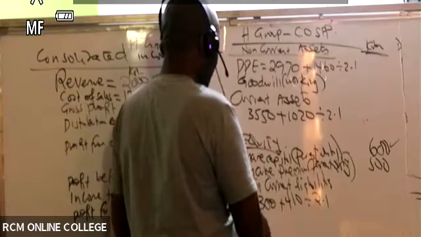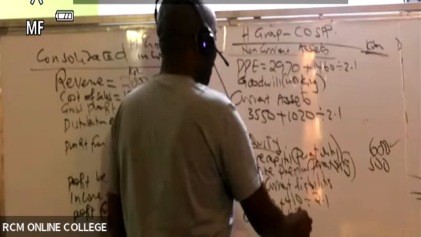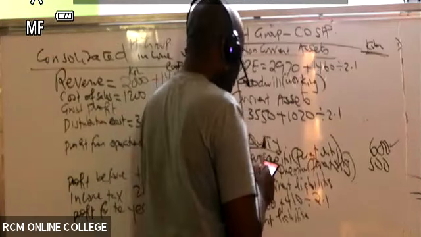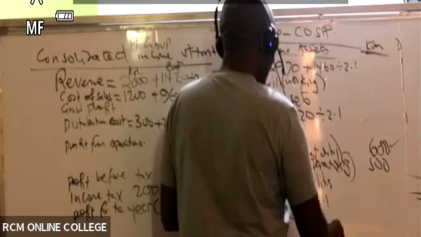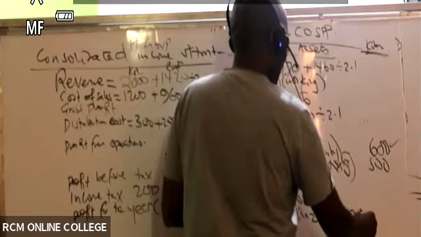From there, we have the current liabilities. For current liabilities, I can see we have 2050 plus 600 divided by 2.1.